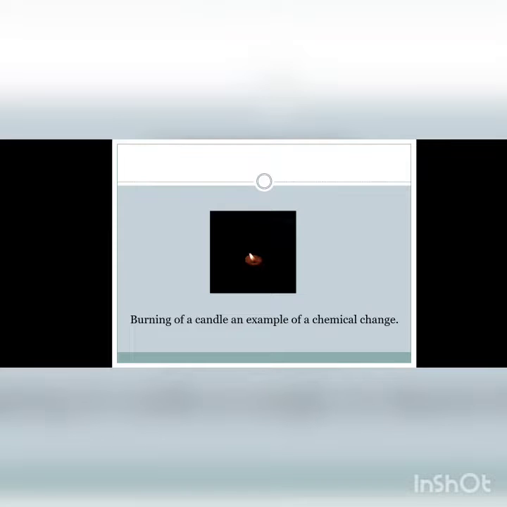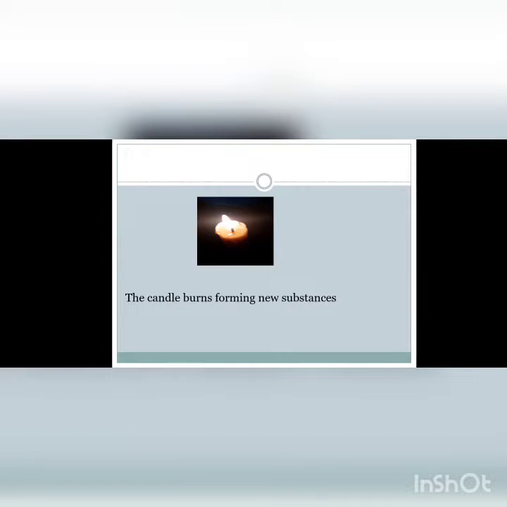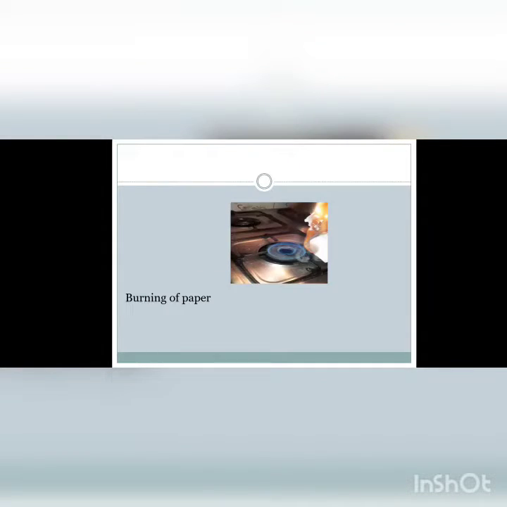Burning of a candle is an example of a chemical change. You will see that the candle gets used up. The candle is made of hydrogen and carbon. This burns to form new substances, which are carbon dioxide and water vapor. The candle burns to form a new substance. Burning of paper is also another example of a chemical change.